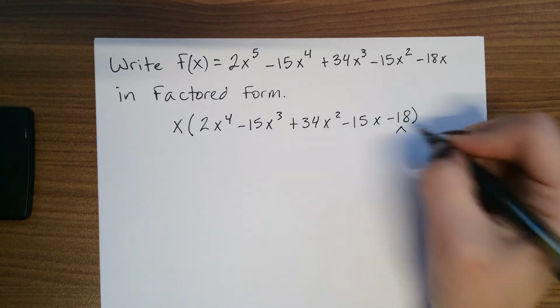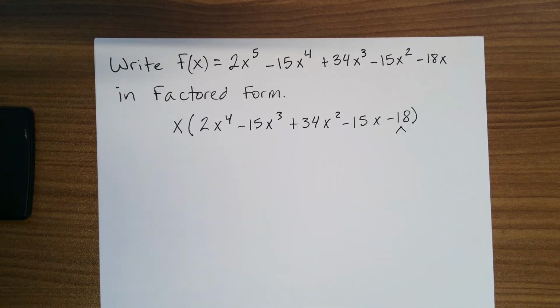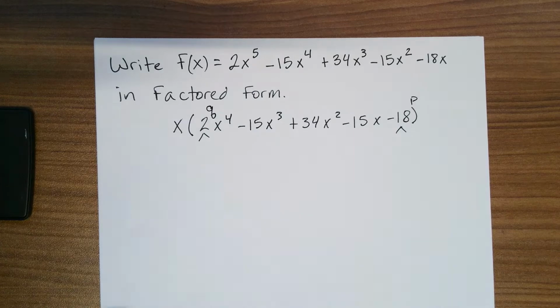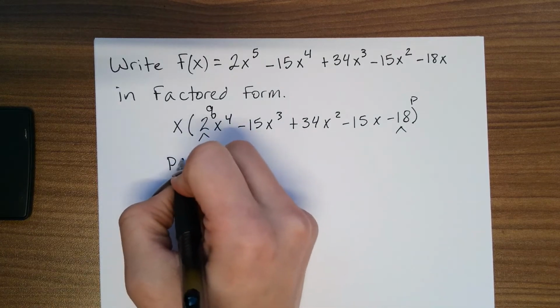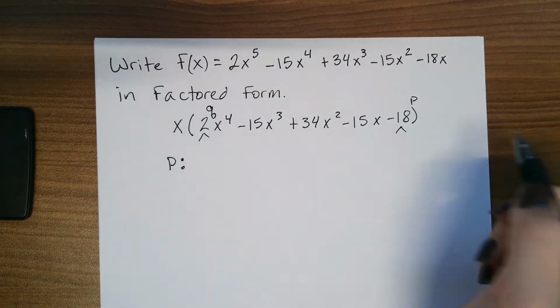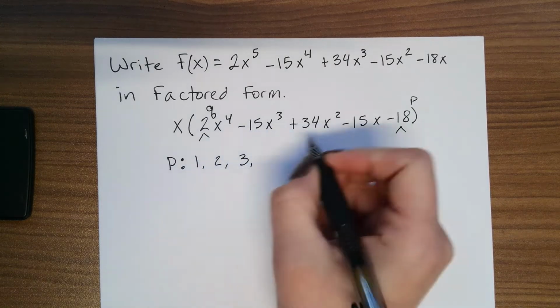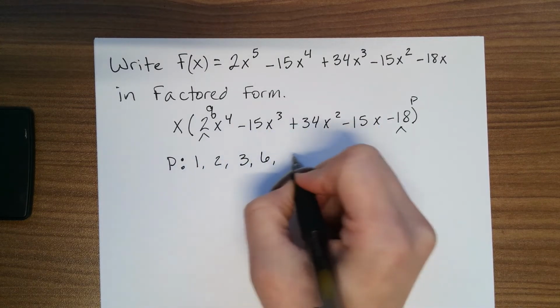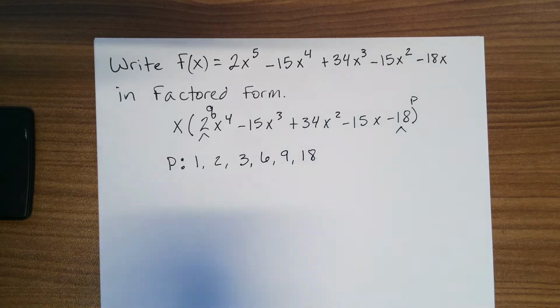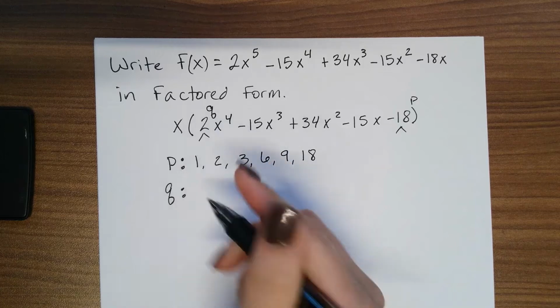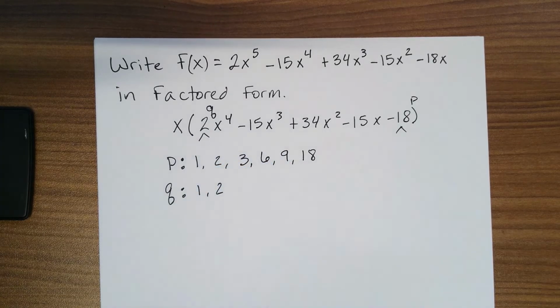So looking at all the factors of my constant, so these are all my p's, and all of the factors of my leading coefficient, so my q's. So the factors of 18, I'll have 1, 2, 3, 6, 9, and 18. And the factors of q, being 2, are just 1 and 2.